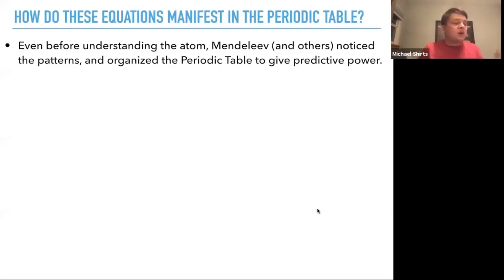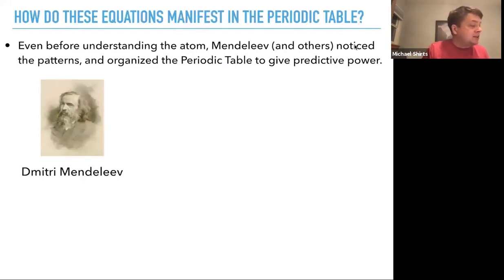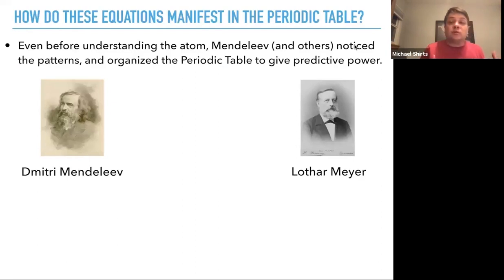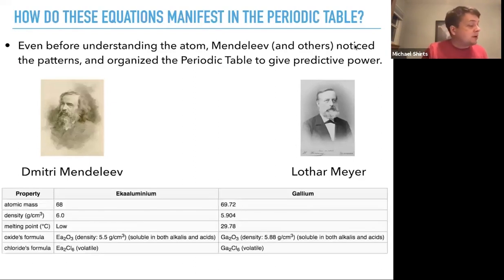So even before understanding what an atom even was, Mendeleev and others, Lothar Meyer was an important one, noticed patterns in the behaviors of the elements and organized the periodic table to give predictive power. Dmitry Mendeleev and Lothar Meyer were two of the people who did the most in organizing the periodic table.